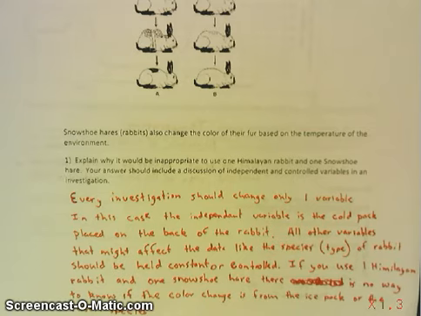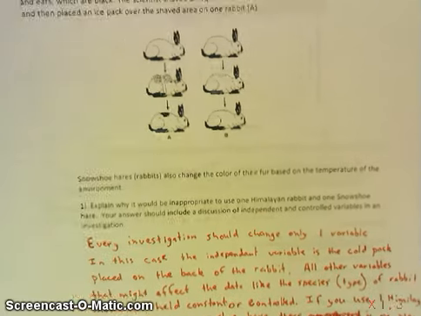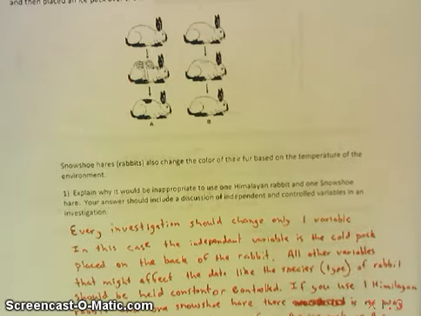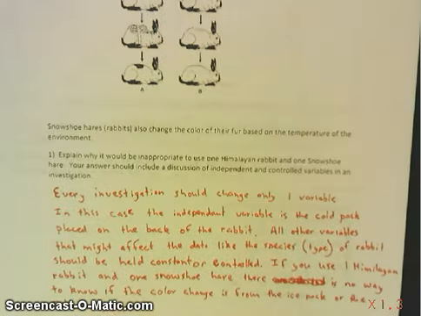Here's the correct answer in front of you, or my version of the correct answer. Essentially what I said is that every investigation should change only one variable. In this case, the one variable they're changing, the independent variable, is the cold pack that has been placed on the back of the rabbit up here. All the other variables that might affect the data, like the species or type of rabbit, should be held constant or controlled, because those are the controlled variables.